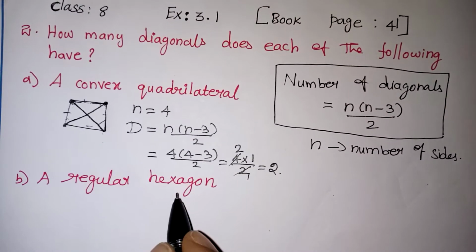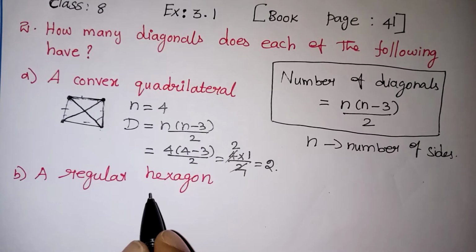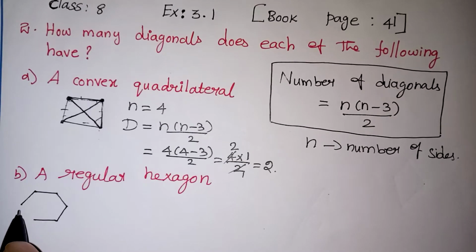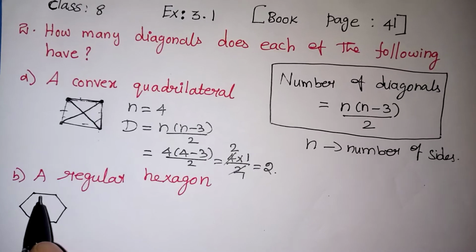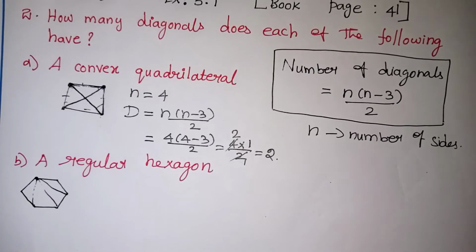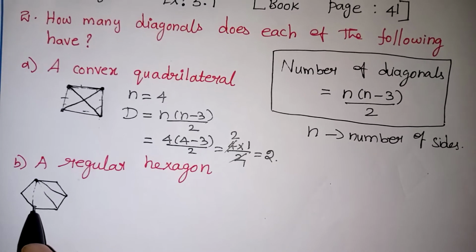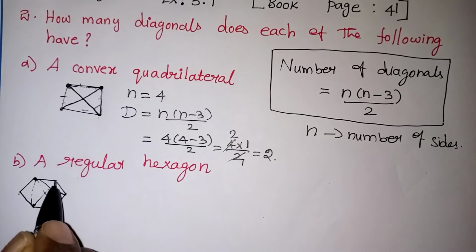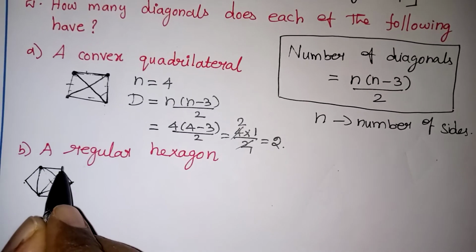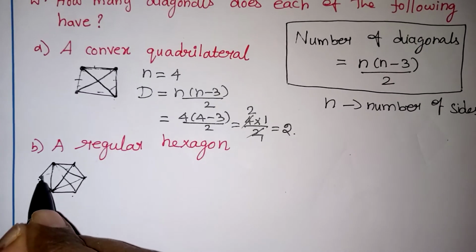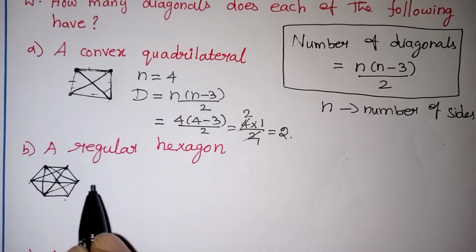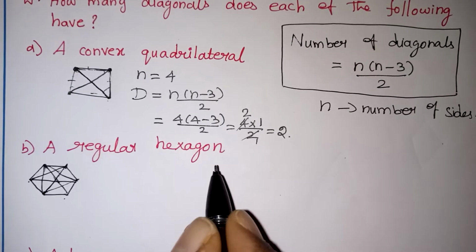Regular hexagon. Hexagon means a 6-sided figure. 1, 2, 3, 4, 5 and 6. If you are drawing and finding, from this vertex you can draw here, here and here. 3 we can make. From here also, except the consecutive ones, all the remaining vertices should be joined in this way. Like this, from every vertex we have to draw the diagonals. Then finally we should add up how many we have. This will take time to draw and then count, so better we go for the formula method.